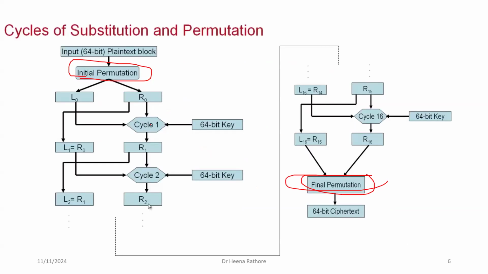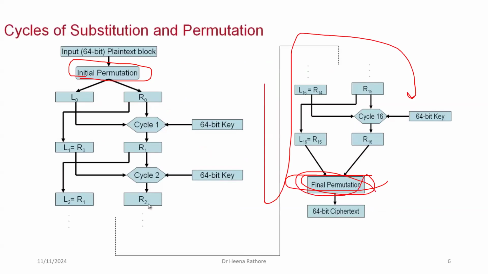And once you process all the 16 rounds together, once again, you do a final permutation where again you change the different position values. And that is basically the first permutation that you do and the end permutation that you do.